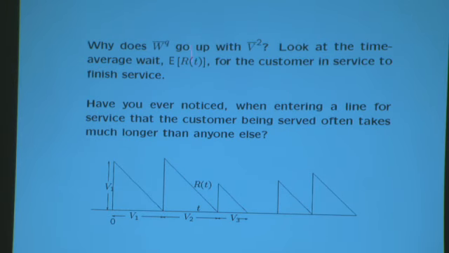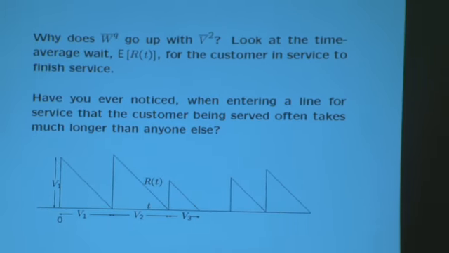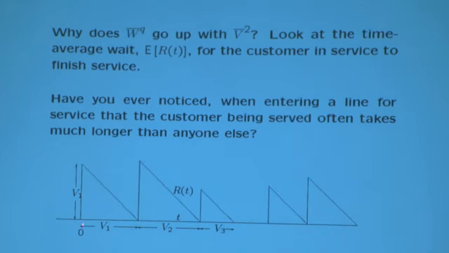Okay, why does the wait in Q go up with, that should be V squared bar, I'm sorry. Look at the time average wait, the expected R of t for the customer in service to finish service. And a picture of that is down here. If you look at this over time, what you see is at time 0, there's a customer that just came in. The residual time until it gets finished, residual life, is this triangle that we're used to.